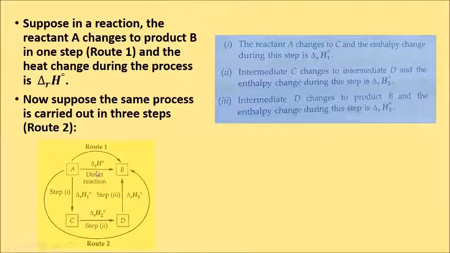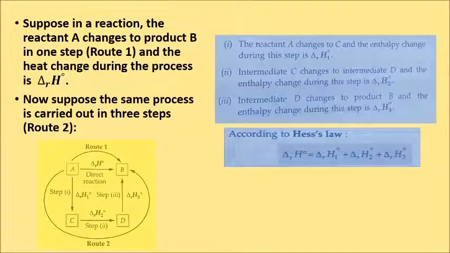This is A to B, that is the reactant changes to B in one step, root 1. The same thing, if it happens in 3 steps, is step 1 A to C, step 2 C to D, step 3 D to B. It happens in 3 steps, that is root 2. The reactant A changes to C, and the enthalpy change during that step is delta H0 R1. Similarly the second is delta H0 R2 and the third delta H0 R3. Three enthalpy changes we are getting.